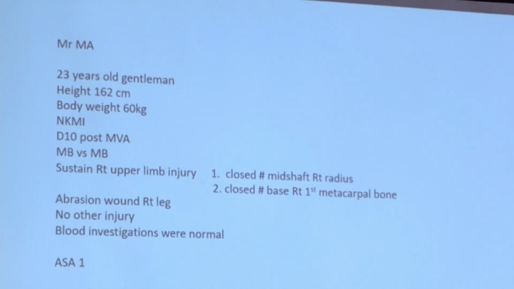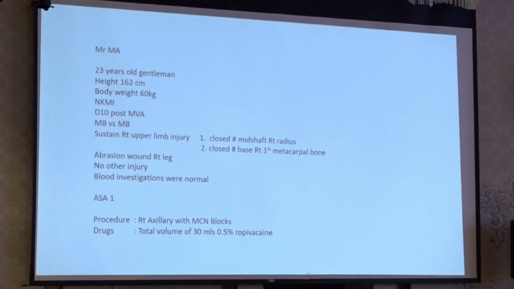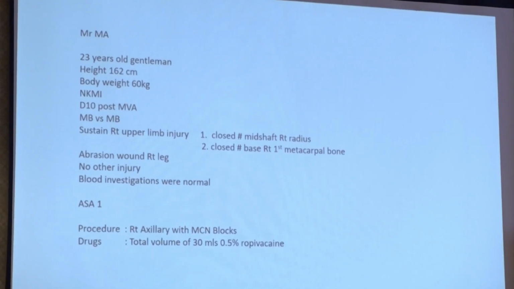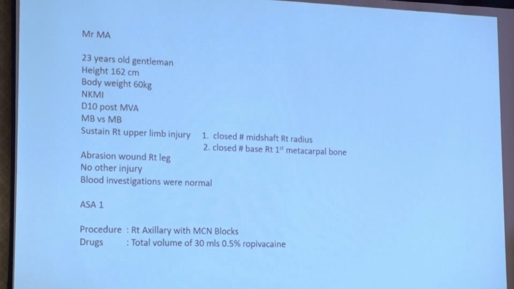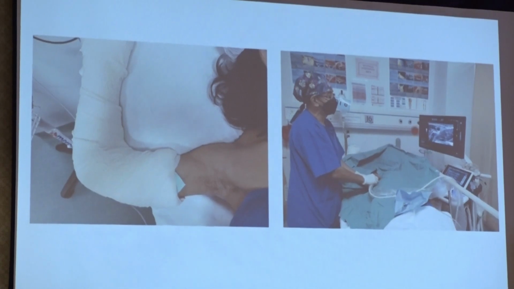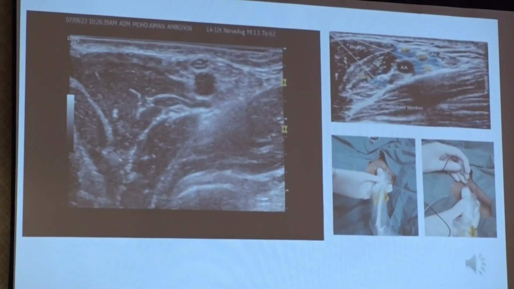Okay, the first case is Mr. M.A., 23 years old, body weight 60 kilos, day 10 post-MVA, sustained right upper limb injury, closed fracture of the middle shaft radius and base of the right metacarpal. The procedure I planned was a right axillary block with musculocutaneous nerve block. A total volume of 30 mL of 0.5% bupivacaine was given in this case. So I'm doing the cross technique, standing opposite the ultrasound, but on its lateral side.